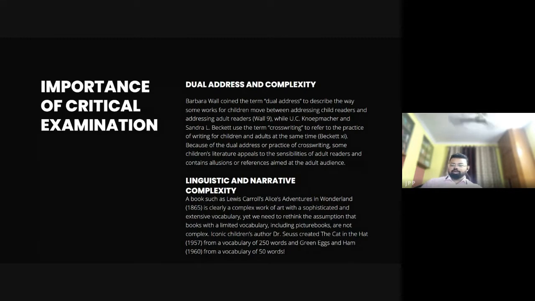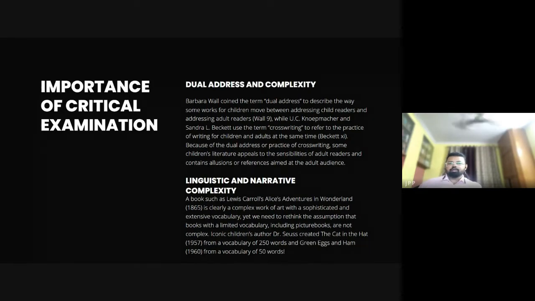Even if we ditch this particular example, let's take an example which you might already have come across. A book such as Lewis Carroll's Alice in Wonderland, which was written sometime during the 1860s, is in fact quite a complex work of art, and it has a sophisticated and extensive vocabulary. In fact, a lot of Carroll's work has quite extensive vocabulary, and at the same point of time, the work is not very complex on the surface. We need to rethink the assumption that these books are written with a limited vocabulary.